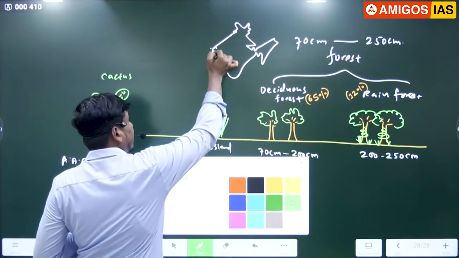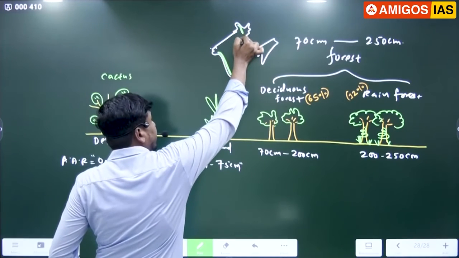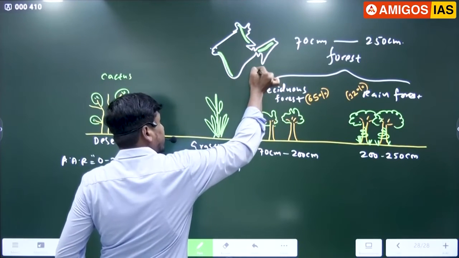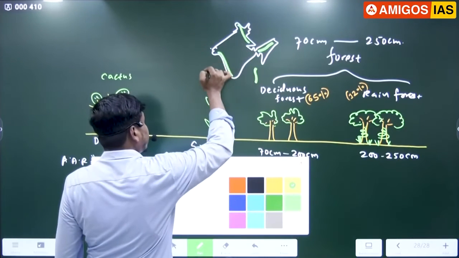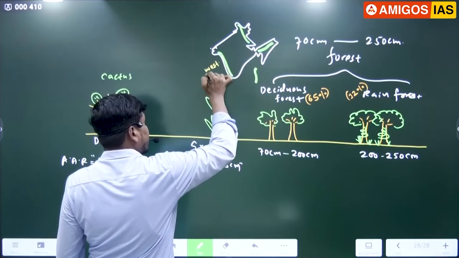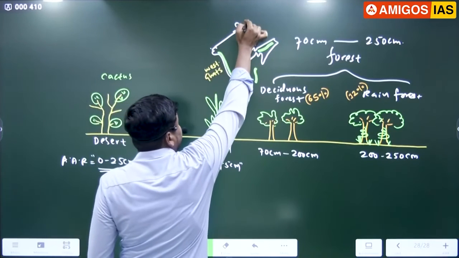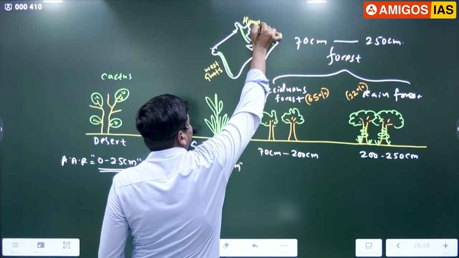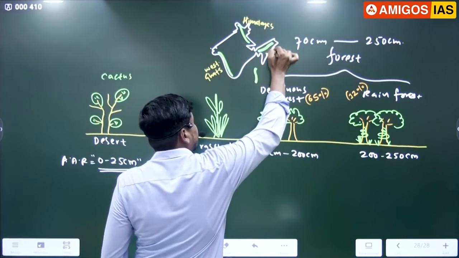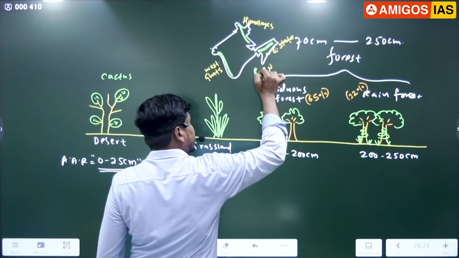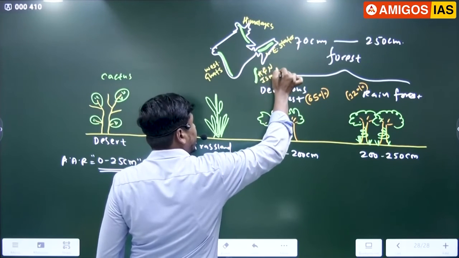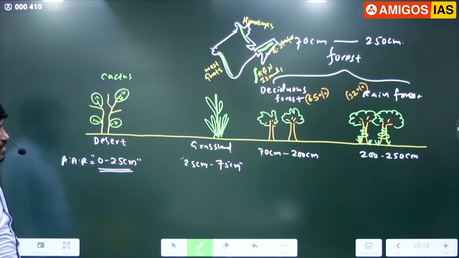The 4 areas are the Western Ghats, Himalayas, Northeastern states, and Andaman and Nicobar Islands. These are the 4 areas where we have rainforest. Very important points. Western Ghats, Himalayas, northeastern states and Andaman and Nicobar Islands. Most important. Only these four areas have rainforest, and the rest of the country has deciduous forest. Right?